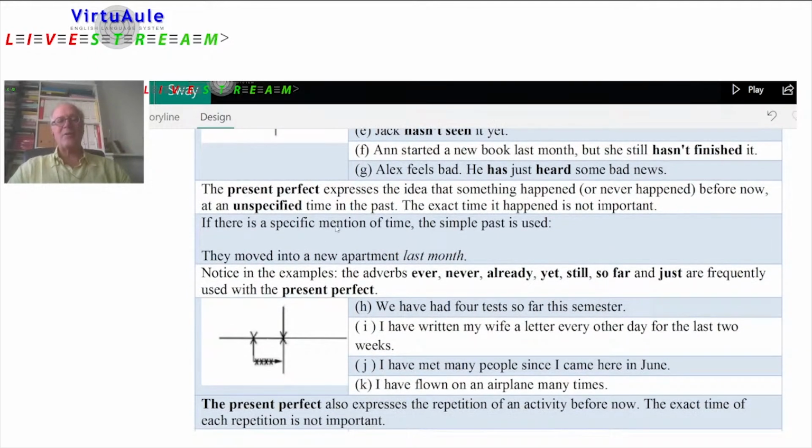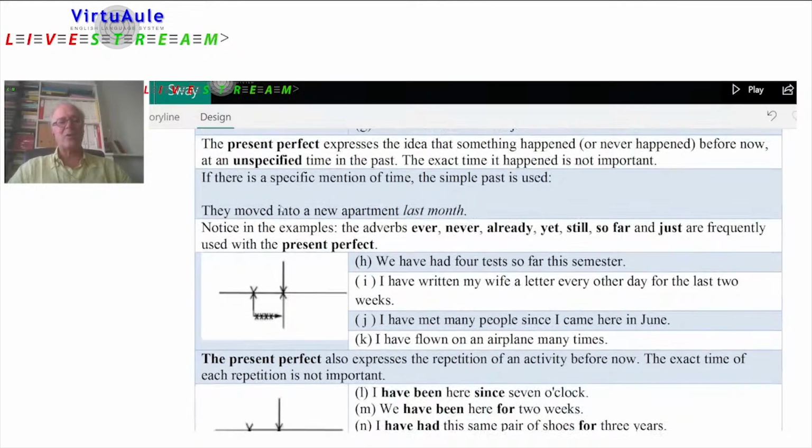If there is a specific mention of time, the simple past is used. They moved into a new apartment last month. Notice in the examples the adverbs ever, never, already, yet, still, so far, and just are frequently used with the present perfect. Okay, if you use these adverbs, pay attention. These are usually used with the present perfect.